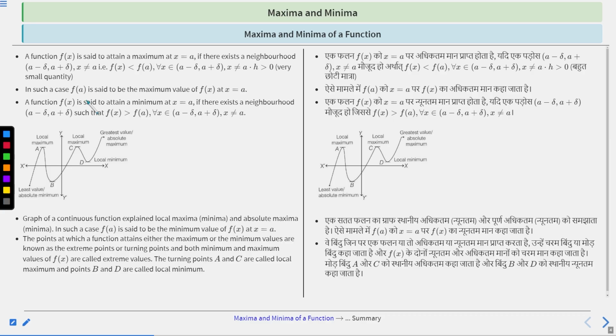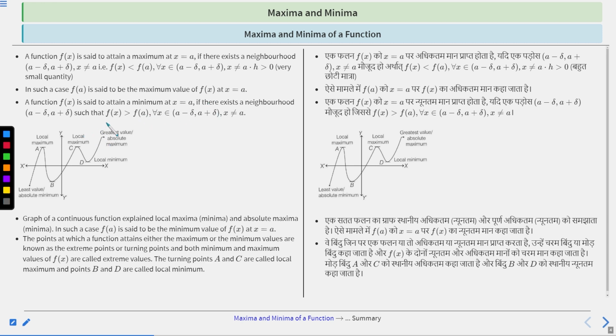First thing is maxima and minima of a function. A function f(x) is said to attain a maximum at x equal to a if there exists a neighborhood of a minus delta to a plus delta, when x not equal to a, that is f(x) less than f(a) for all x belongs to a minus delta to a plus delta, when x not equal to a, where delta is h greater than 0, a very small quantity, right? In such case, f(a) is said to be the maximum value of f(x) at x equal to a, right?